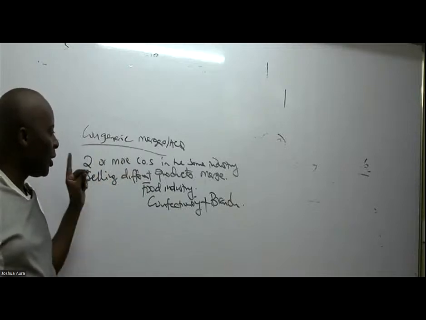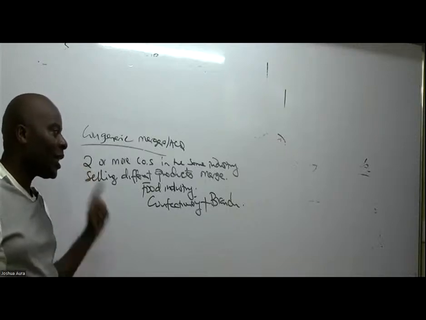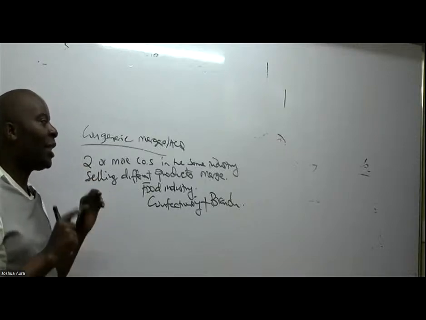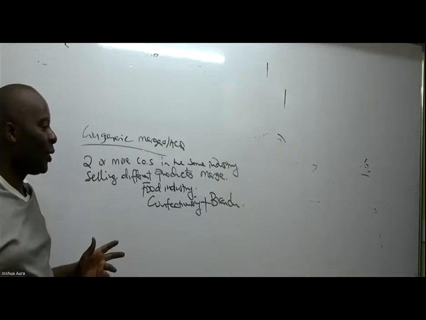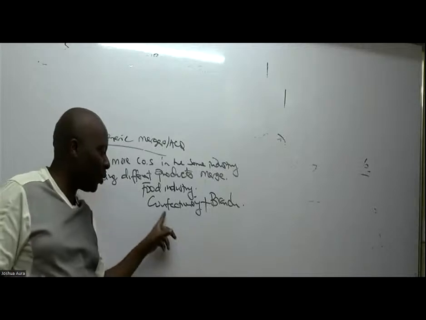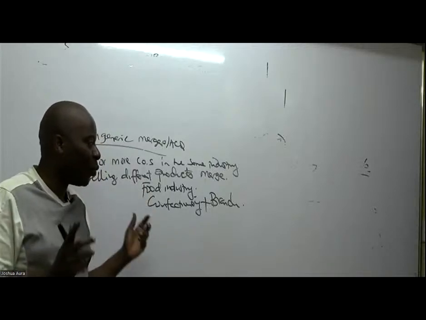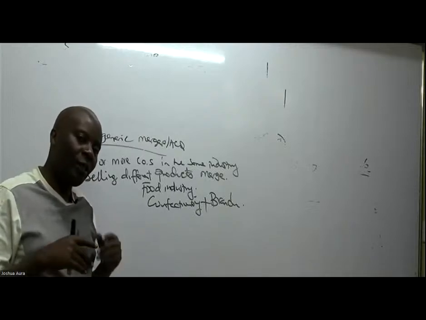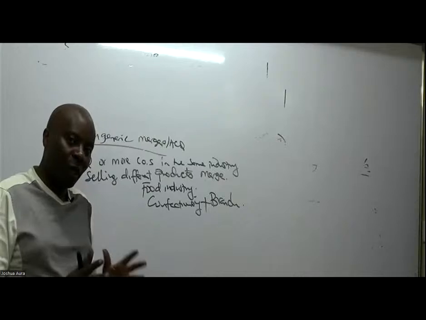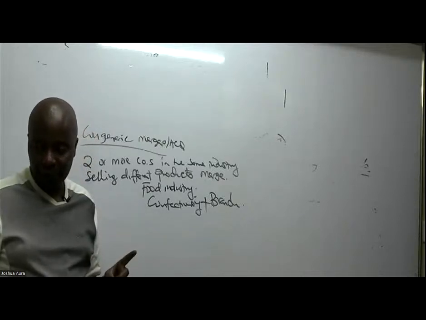Congeneric mergers is where we have two or more firms in the same industry. Basically, they are competitors in some kind of way. They're in the same industry, but they are selling different products. When they come together, then we call that congeneric.